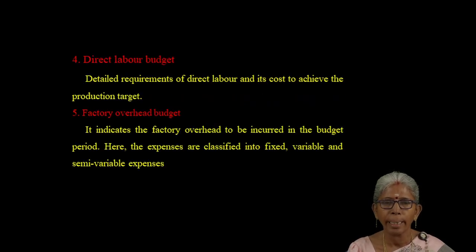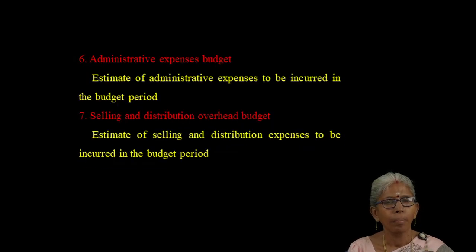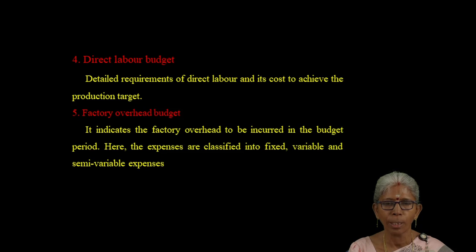Next one, direct labor budget. It gives detailed requirements of direct labor and its cost to achieve the production target. Direct labor means labor which is engaged directly in the production activities. Factory overhead budget. It indicates the factory overhead to be incurred in the budget period. Examples of factory overhead are factory rent, factory lighting, depreciation on plant and machinery, etc.